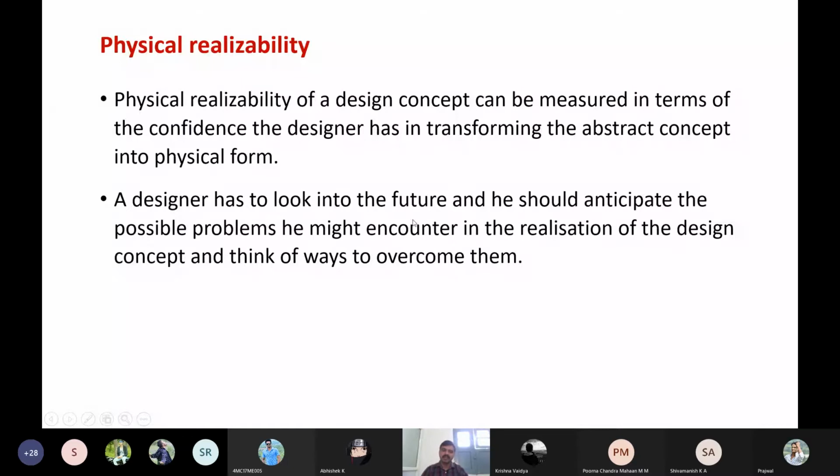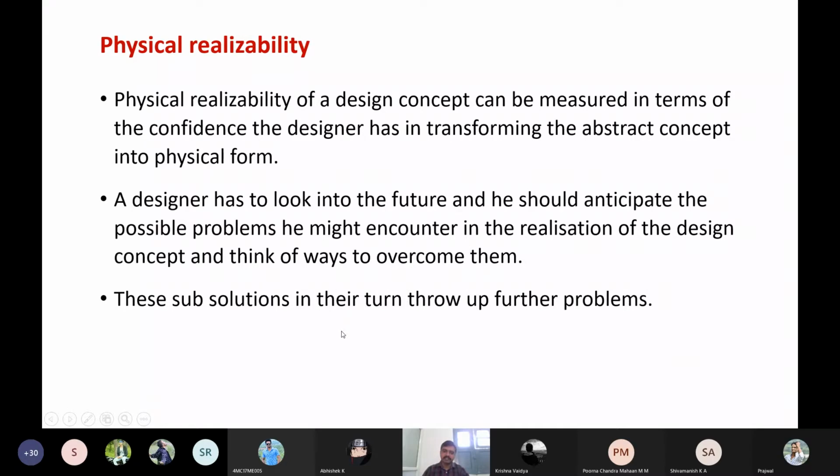So as we discussed in the previous case, now the technology is changing. So in future many services or many electronic instruments or devices may work based on voice commands. Then you must anticipate the technology and you must choose a design which will accommodate that upgradation in technology. A designer has to look into the future and he should anticipate the possible problems he might encounter in the realization of the design concept and think of ways to overcome them.